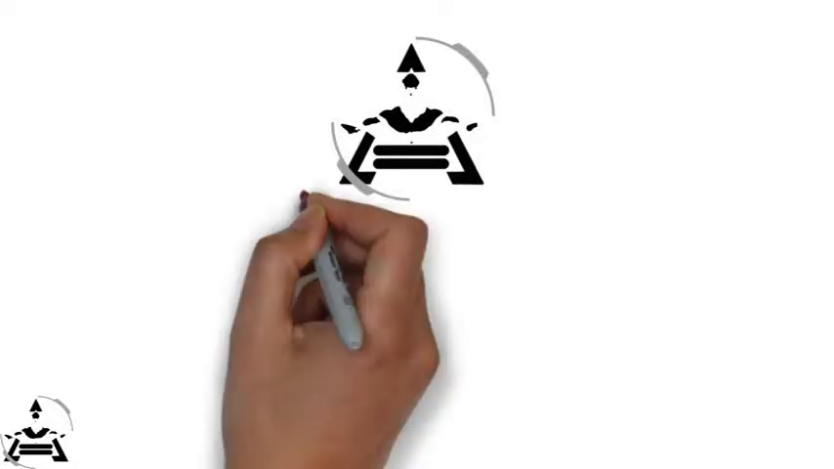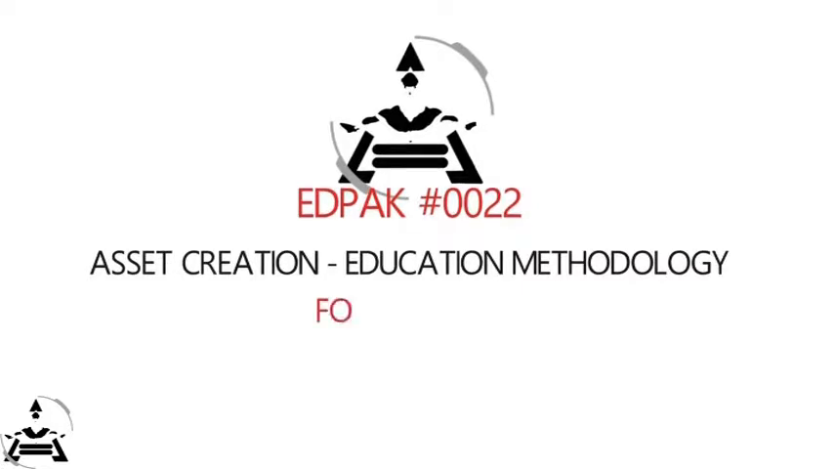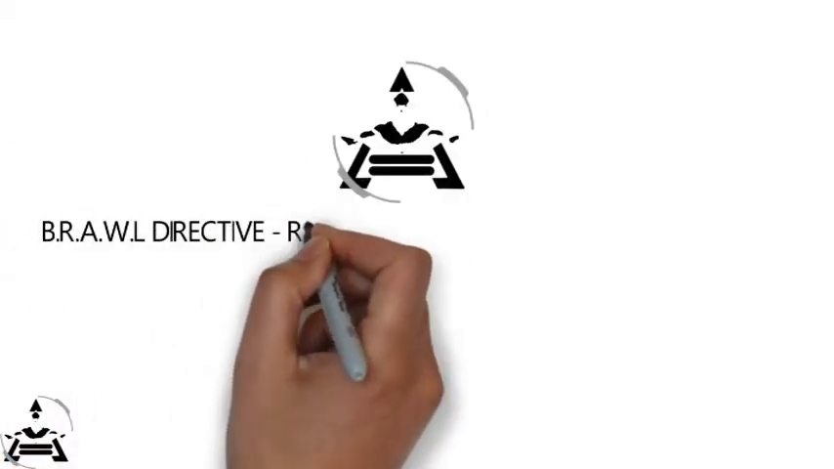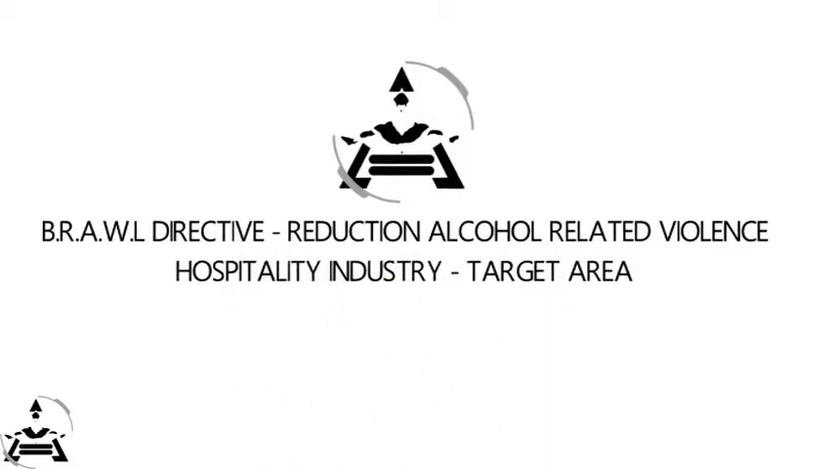Welcome to EDPAK 0022. This is a senior level intel, which is to upgrade the senior member upon asset creation and the organization's education methodology. This EDPAK is a flow-on from EDPAK 0021. The organization's directive is to create strategies for the reduction of alcohol-related violence within the hospitality industry.